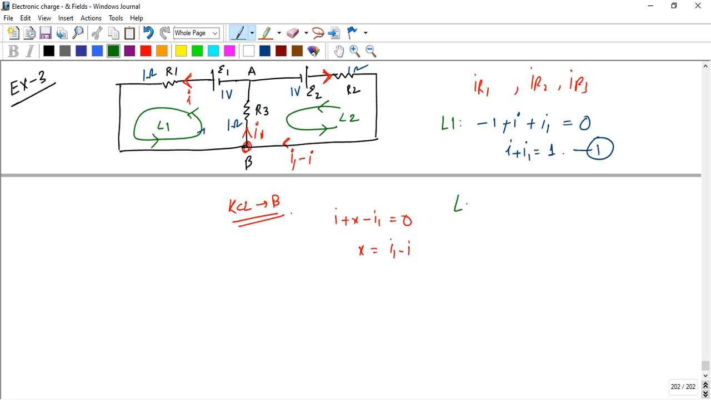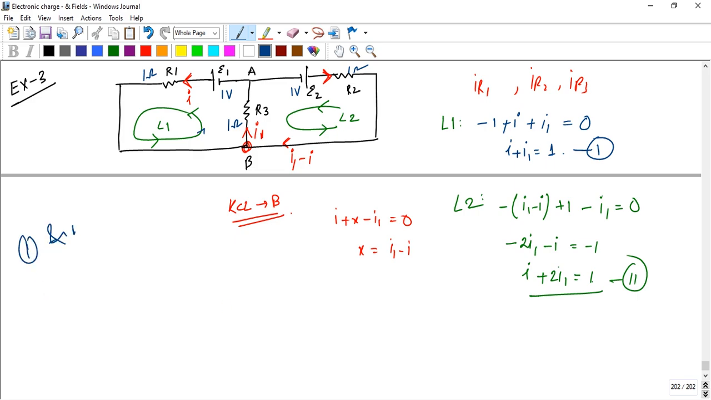Now apply KVL on loop 2. Starting from here, in the opposite direction, that means I1 minus I, minus, and that is plus 2 minus plus 1, in the opposite direction, minus I1 equals 0. Now I1 minus 2 I1 minus I equals minus 1. So here I plus 2 I1 equals 1. That's equation number 2.